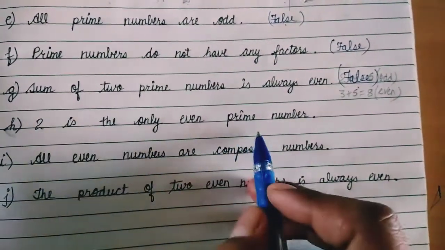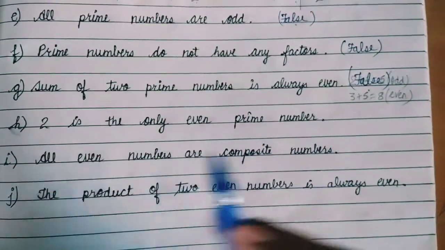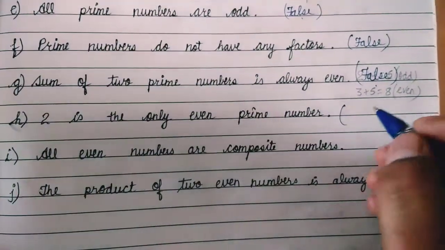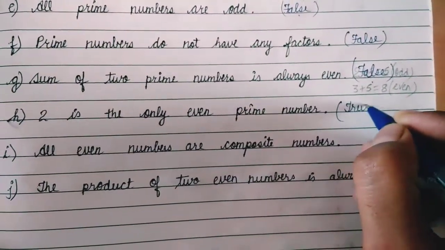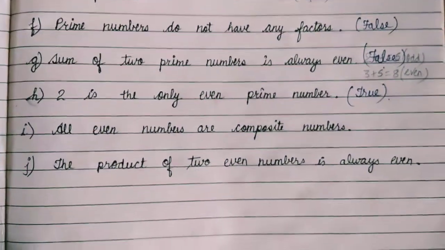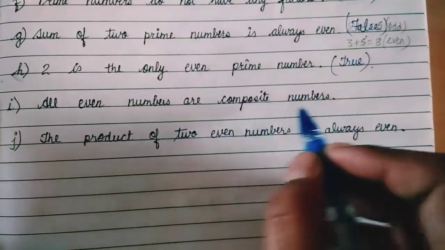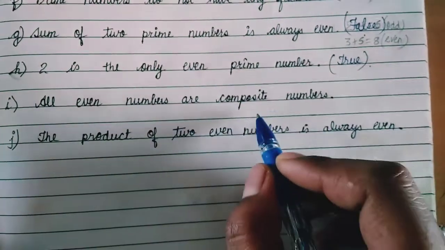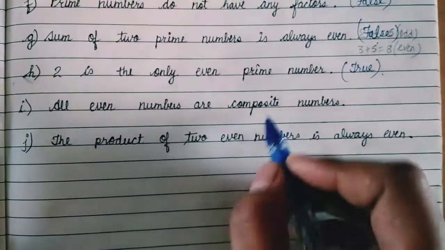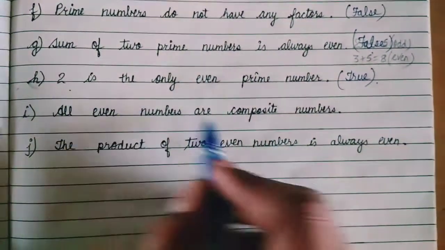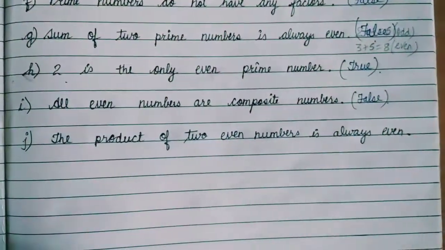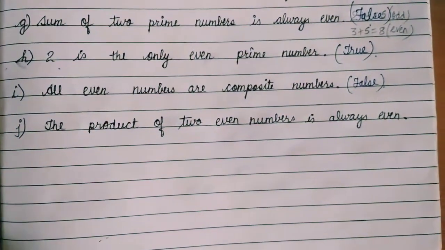2 is the only even prime number. Yes, because other prime numbers are odd. So this statement is completely true. Then I: all even numbers are composite numbers. No, 2 is a prime number. That's why this statement is false. 2 is not a composite number, 2 is a prime number.